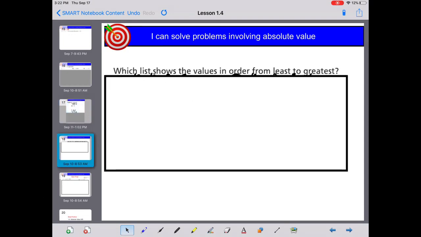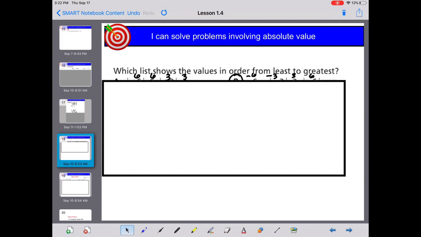Okay, the next problem. Now we should be getting to the point where we're getting independently good at doing these problems. So give this one a try. Which list shows the values in order from least to greatest? So what I would do is go through with each number, write what each one means, and see which one of those 4 options has their numbers in order. Pause the video and come on back when you're done.